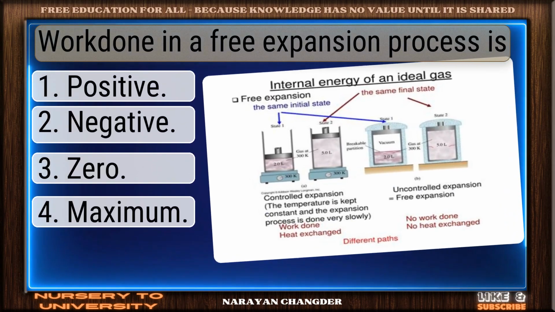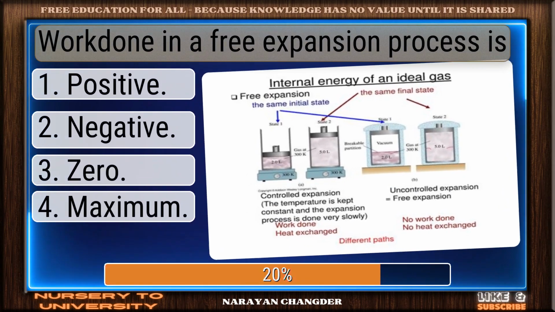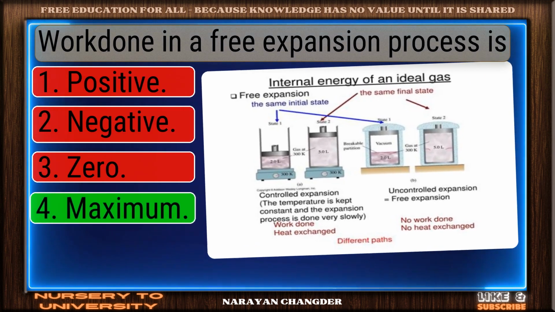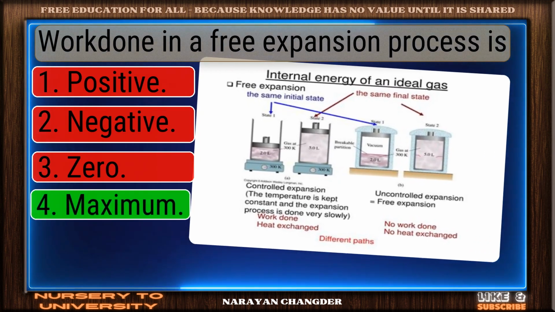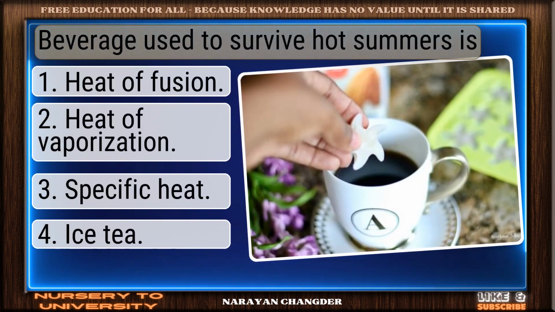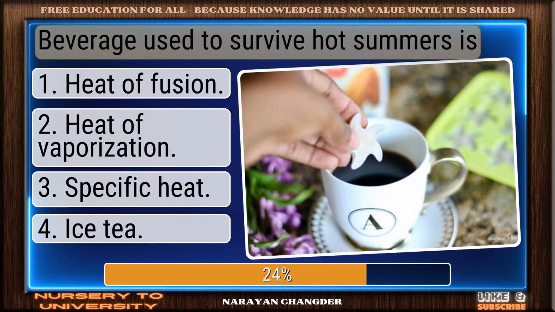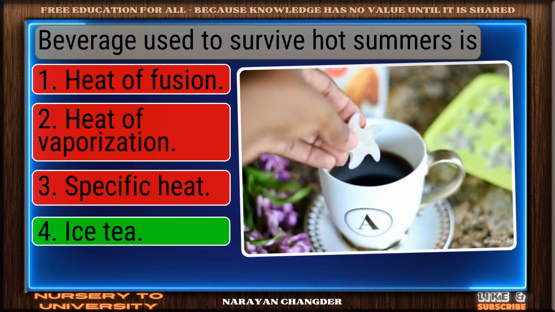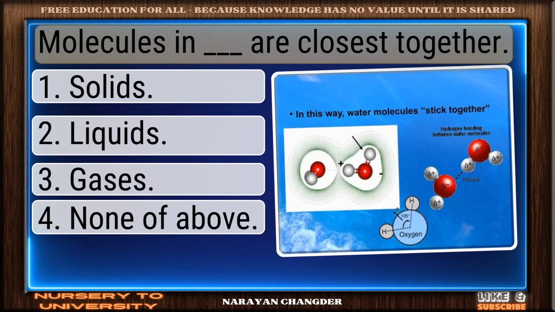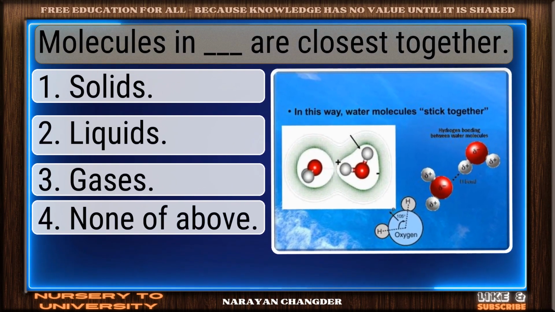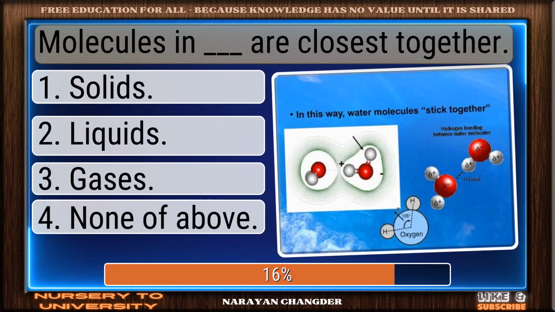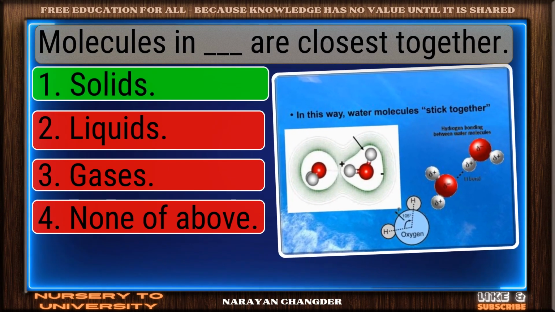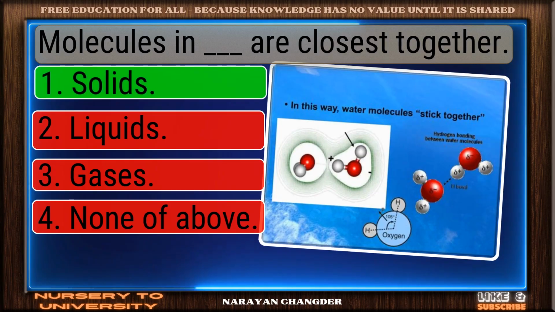Work done in a free expansion process is. Good thinking. Maximum is the right answer. Beverage used to survive hot summers is. Well done. Iced tea is the right choice. Molecules in dash are closest together. Strong choice. Solids is the right answer.